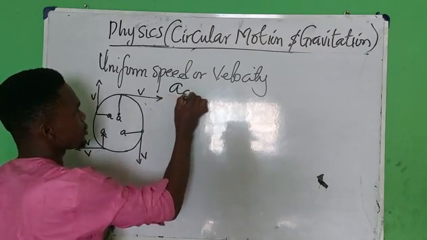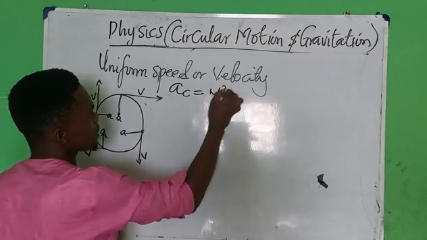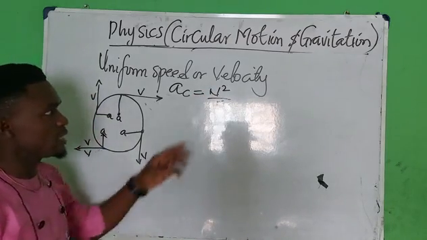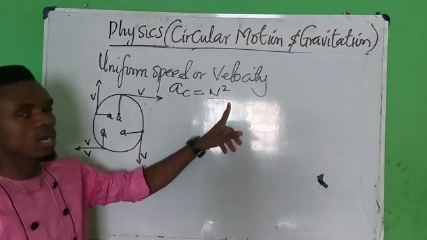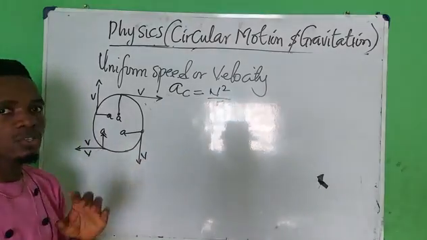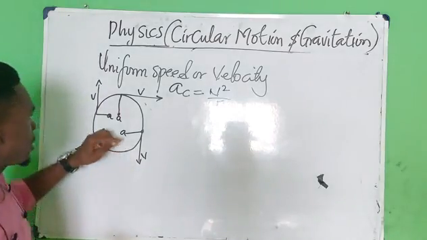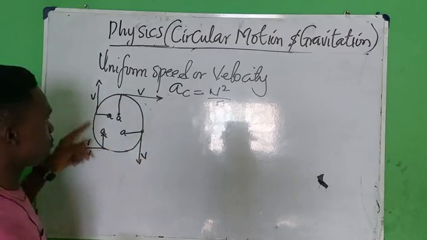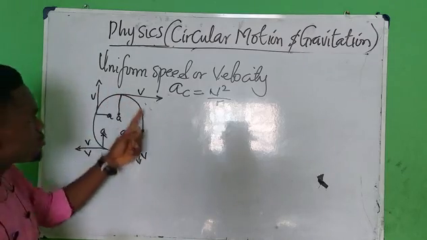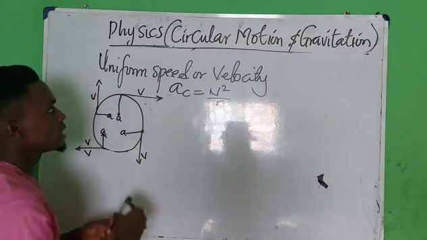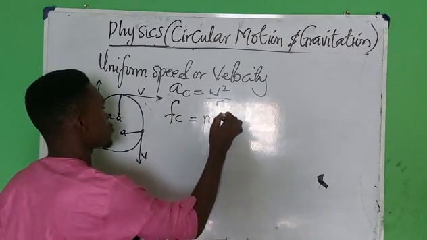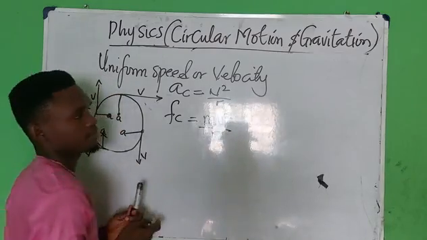However, please take note that centripetal acceleration is given as v squared over r. However, the force that is needed to keep this body moving in a circular manner is called centripetal force, and it's given as mv squared over r.